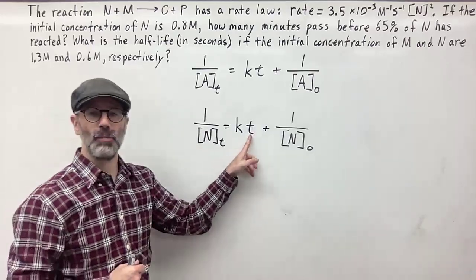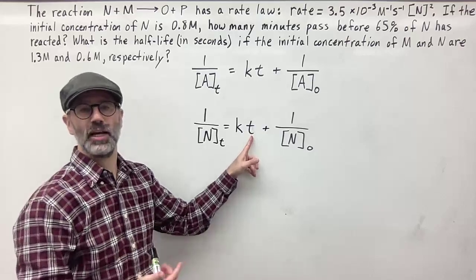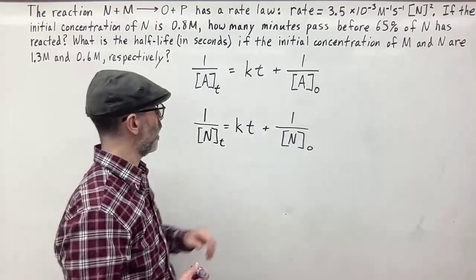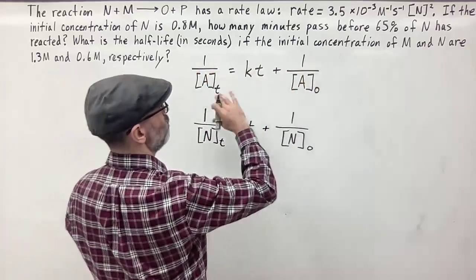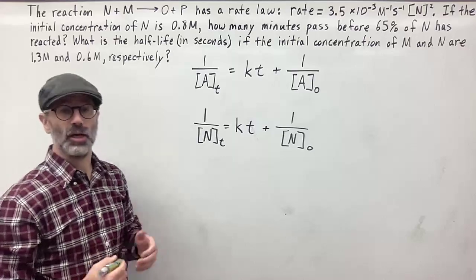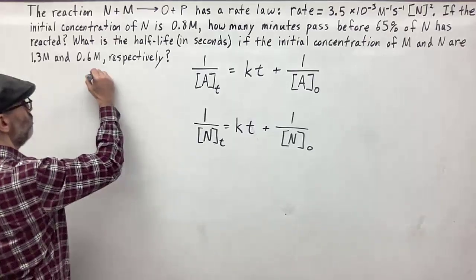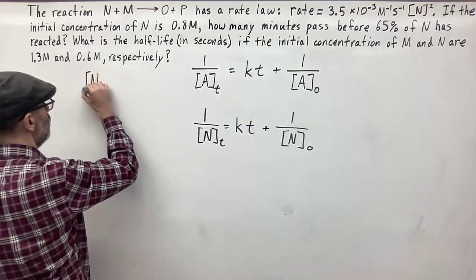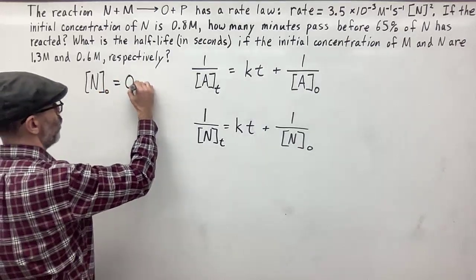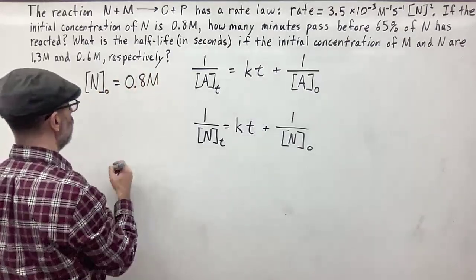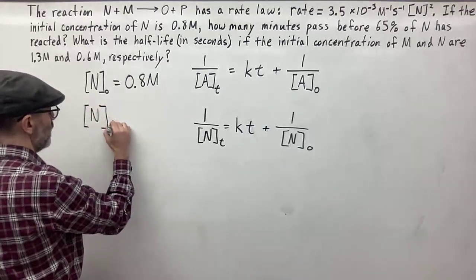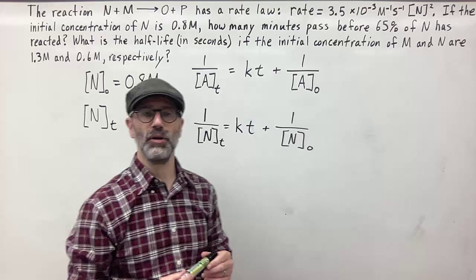So we want to find how much time it takes for 65% of the reactant to react, to disappear. They gave us here 0.8 molar for the initial concentration. So the initial concentration of N is 0.8 molar. What about the concentration of N at time t? How do we find that?